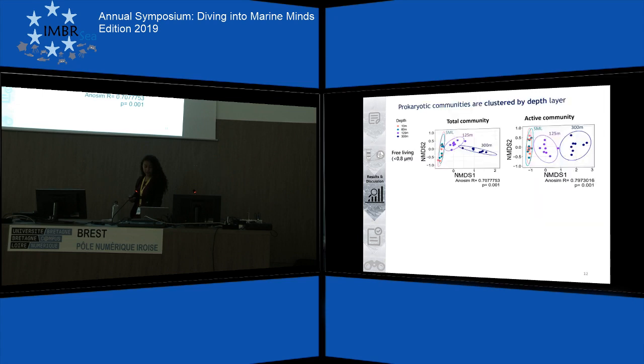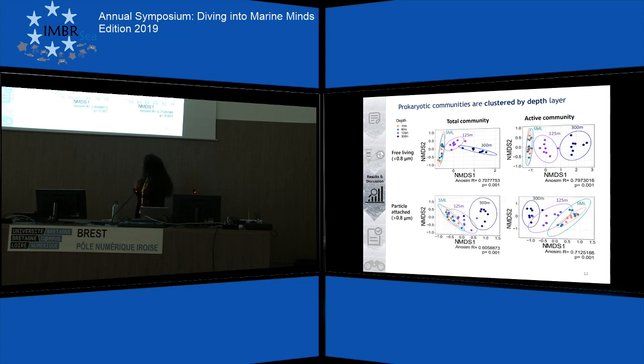So here we can see, if we take all our samples, that the prokaryotic communities were clustered by depth layers, with the 300 meter communities different from the ones at 125 meters and different from the ones in the surface mixed layer. This is for the free-living communities. In the case of the particle-attached prokaryotes, we found the same clusters. However, the pattern is slightly less marked.